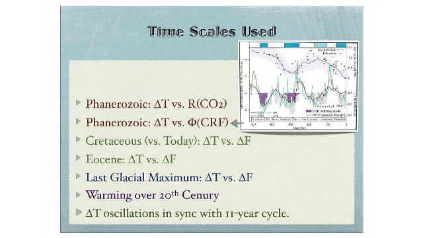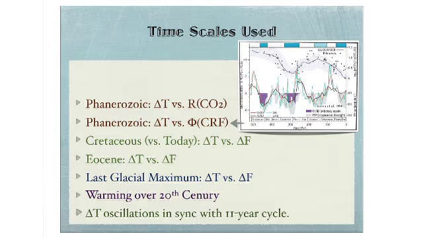100 million years ago, it was much warmer on Earth. We can compare the Eocene to today. We can compare the last glacial maximum 20,000 years ago to the situation today. We can look at the warming over the 20th century, and we can look at oscillations over the 11-year solar cycle.